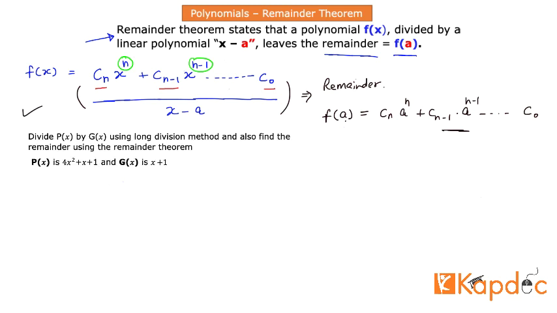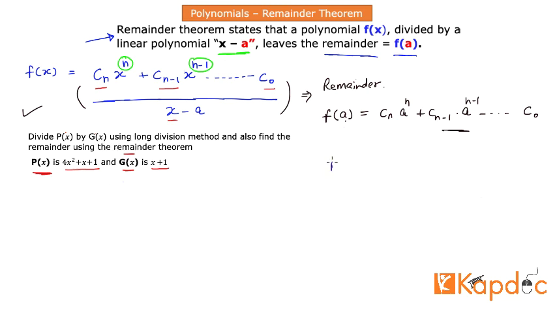All right, so my example is this: there is a polynomial p of x which is equal to 4x squared plus x plus 1, and then there is another polynomial g of x which is x plus 1. We are dividing p of x by g of x, and then using the long division method, we find the remainder and also find the remainder using the remainder theorem. So there are two ways to find the remainder. Okay, so first let us find the remainder using the remainder theorem.